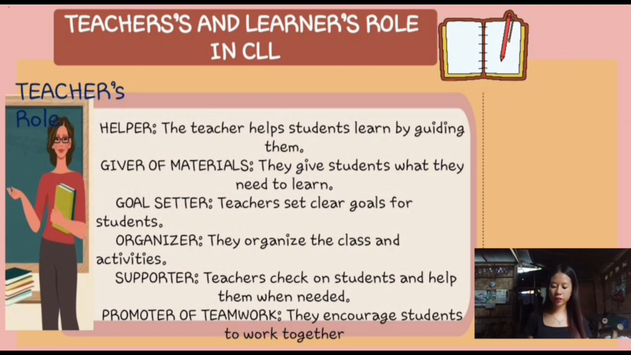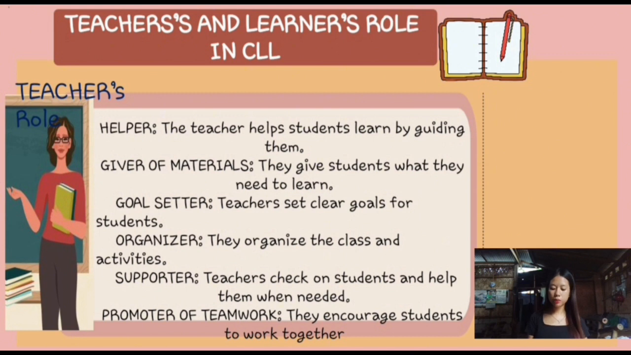So the next one is goal setter. So teachers set clear goals for students to achieve during cooperative activities. So let's proceed to the organizer. So they organize and structure the classroom and activities to ensure effective learning. So the next one is supporter. Teachers check on students and help them when needed.